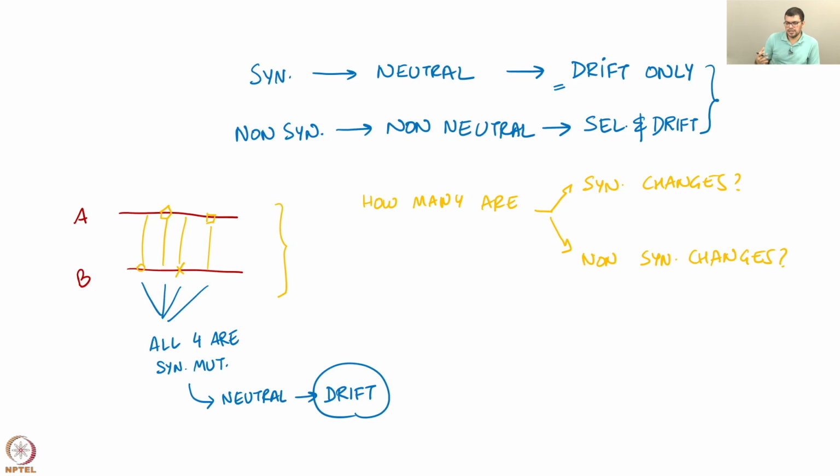So, the broad idea is, by making a relative comparison between the frequency of these two mutations, I can tell whether the evolution of these two groups is driven by selection plus drift or just drift.